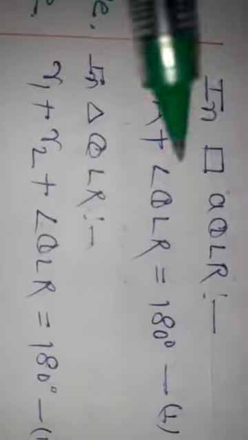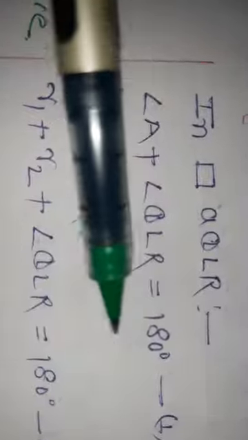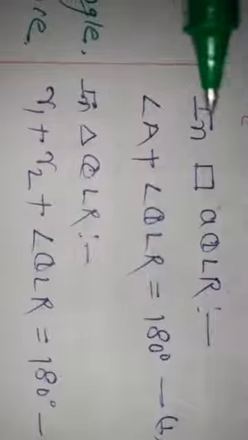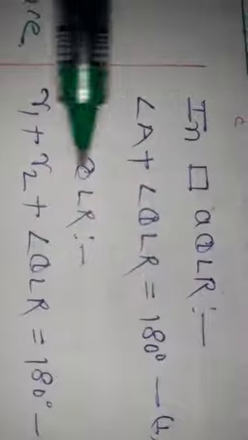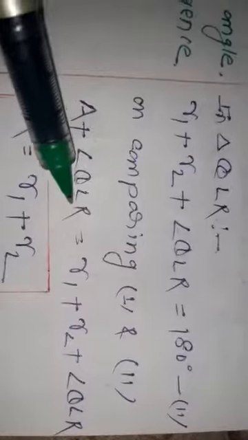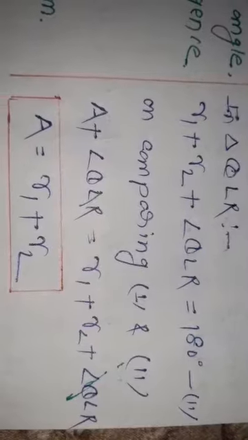If I compare these two equations, the right hand side of both equations is the same, so the left hand side will also be the same. On comparing, angle A plus QLR equals R1 plus R2 plus QLR. So this QLR and this QLR cancel each other out. Okay, so we get A equals R1 plus R2.